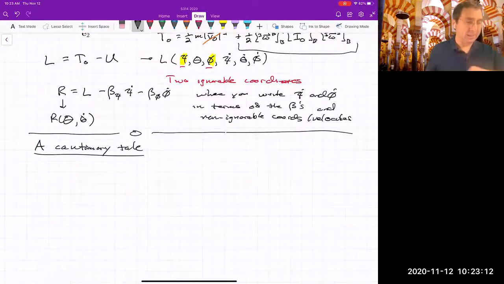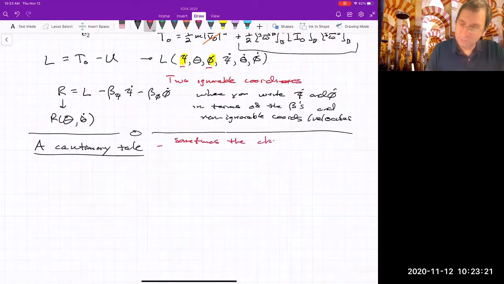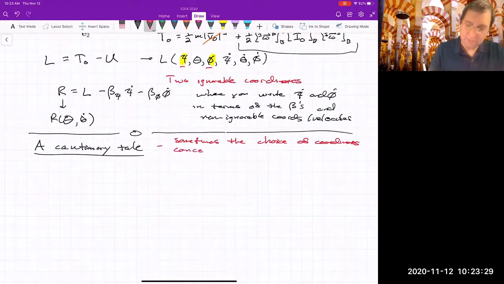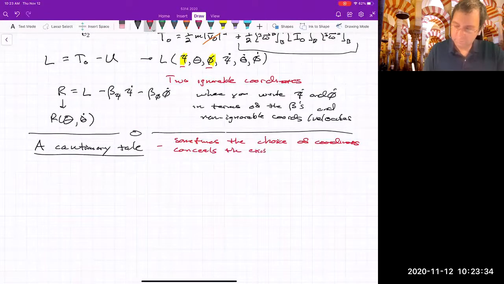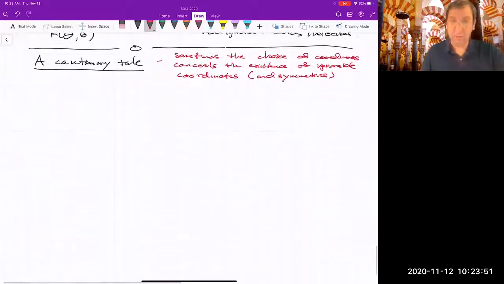What do I mean? Sometimes, I'll put it in red. Sometimes the choice of coordinates conceals the existence of ignorable coordinates. And that's not good. And I guess that also means that just by your choice of coordinates, you've concealed the existence of symmetries.